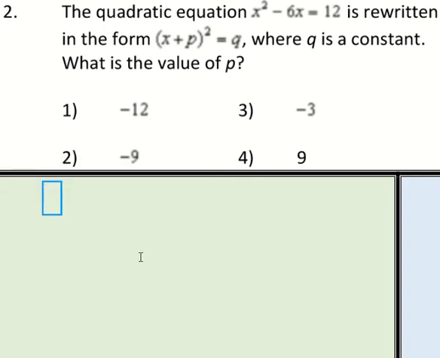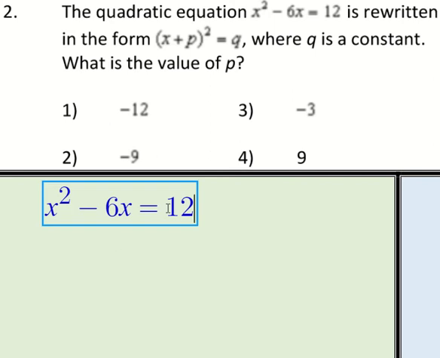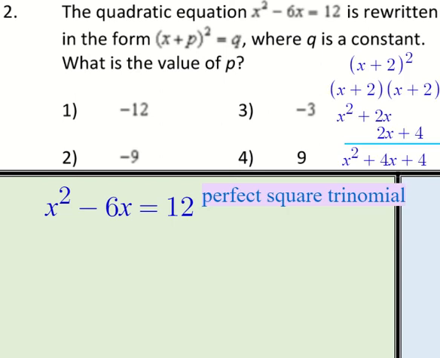So what we really want to do, take the x squared minus 6x equals 12 and rewrite it so that the thing on the left is a perfect square trinomial.